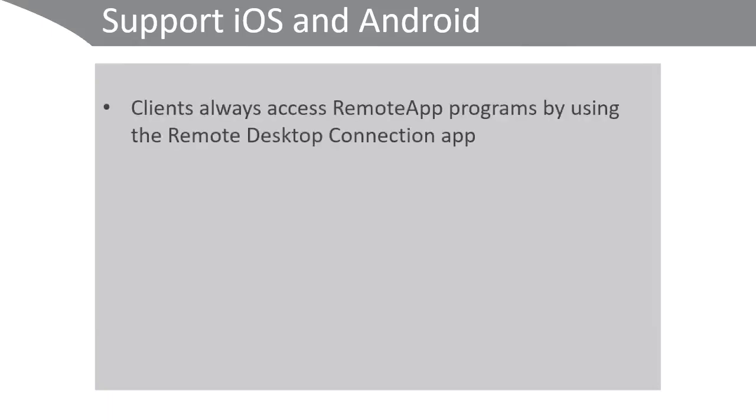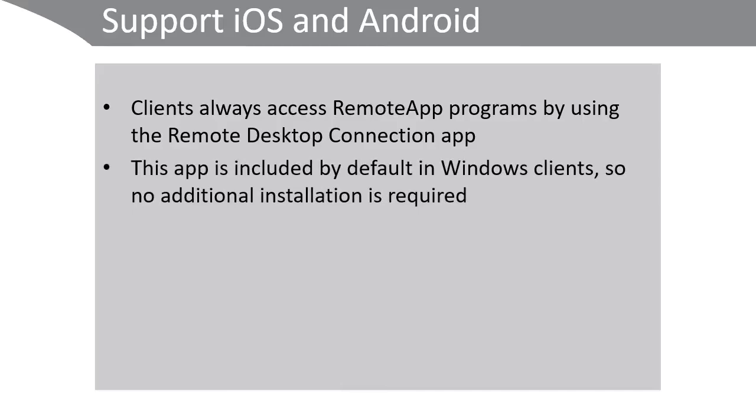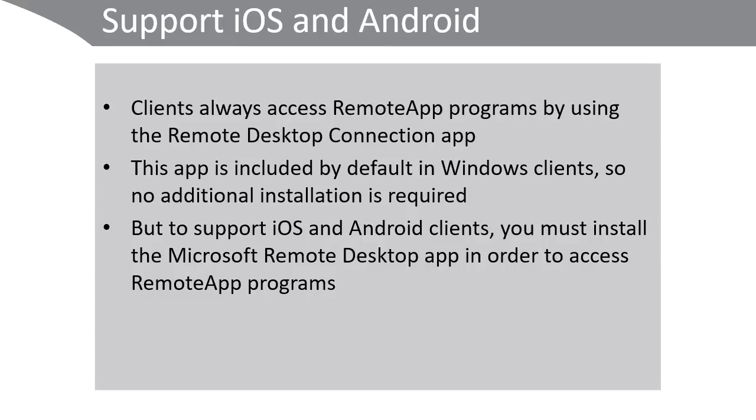Of course, you may not be running Remote App programs just from Windows 10 devices. There is also support for iOS and Android. Clients always access Remote App programs by using the Remote Desktop Connection app, which you can download from the appropriate store. This app is included by default in Windows clients, so you don't need to do anything. But for iOS and Android, you've got to get that from the appropriate store.